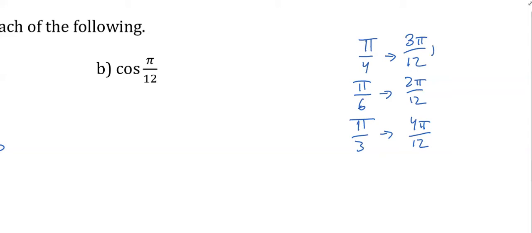6 pi over 12 isn't going to be good because that's pi over 2. But how about like 15 pi over 12? How about 8 pi over 12 or 9 pi over 12, which is also 3 pi over 4? So any of those three, 3 pi by 12, 2 pi by 12, 4 pi by 12, and the multiples thereof. Any 14 pi by 12, you could use that because it's a multiple of 2. Any of those would work. Okay?